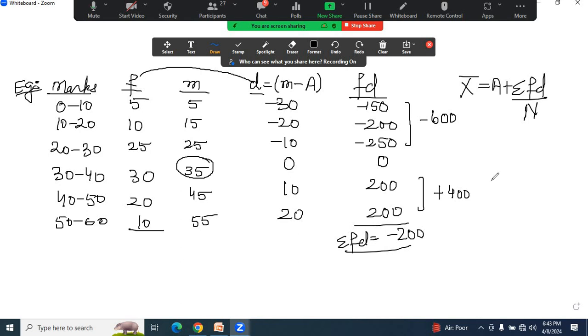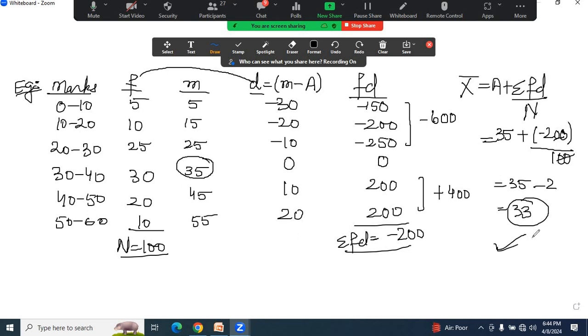Okay. So it will be A. A is 35, which I have assumed, plus summation FD, minus 200 in bracket. Why have I put it in bracket? Because we have plus operations, so let one operation be negative in bracket, upon N. N is summation F. It is 100. We calculated it in the last example. 2 zeros cut. It will be 35 plus minus 2. It is 33. So my answer remains the same by using the shortcut method also. Okay. Any doubt in this example, please ask. Then I'll move next.